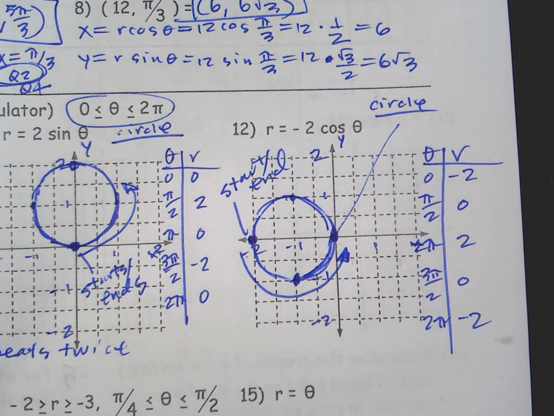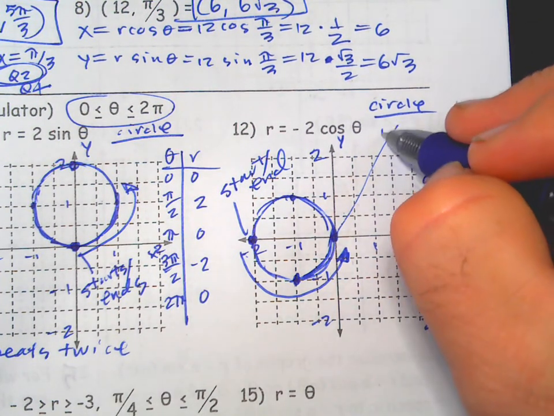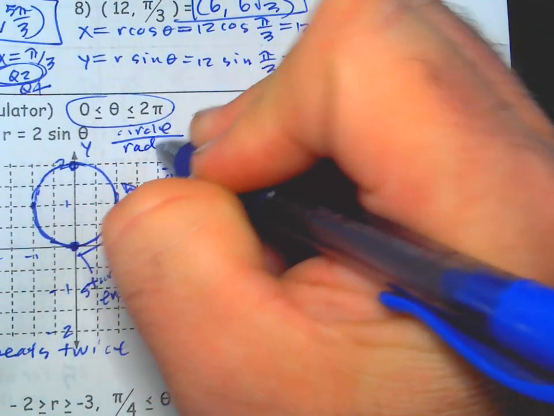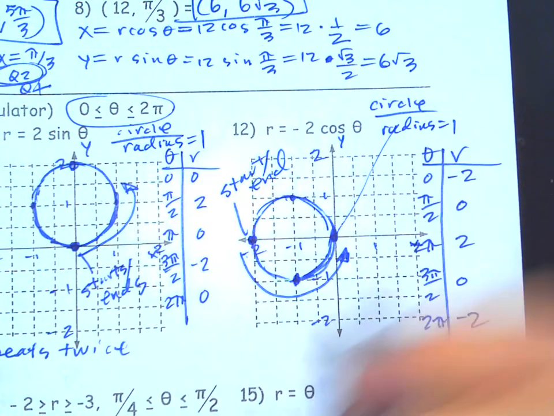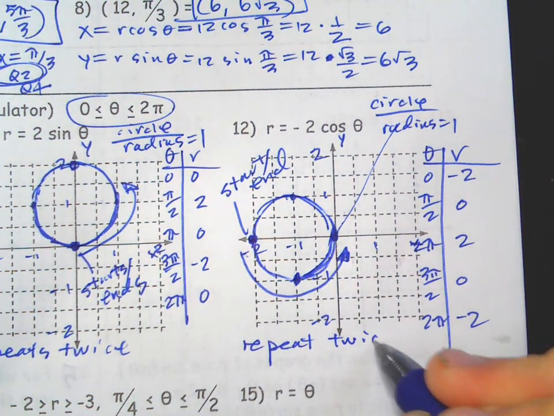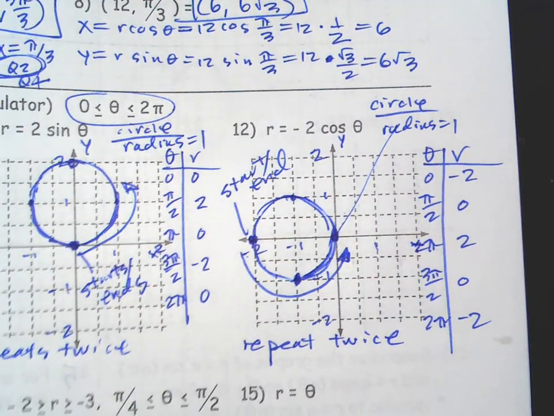So circle has a radius of 1, and it does repeat itself twice, and show the direction on the graph. So that's all kind of stuff I'm looking for notes of.